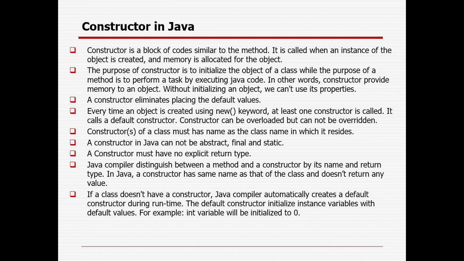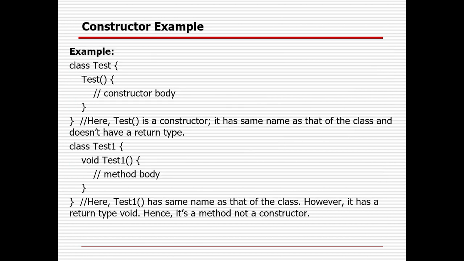A constructor name is the same as the class name, but it should not have a return type. That is a simple example I have tried to give. This is the class Test, and I am creating a method called test. If you give any body, it can be there, but there cannot be any return type. Here you can see the return type void is there, so it cannot be a constructor. Here only Test is the constructor. Test1 is not a constructor because its return type is void.